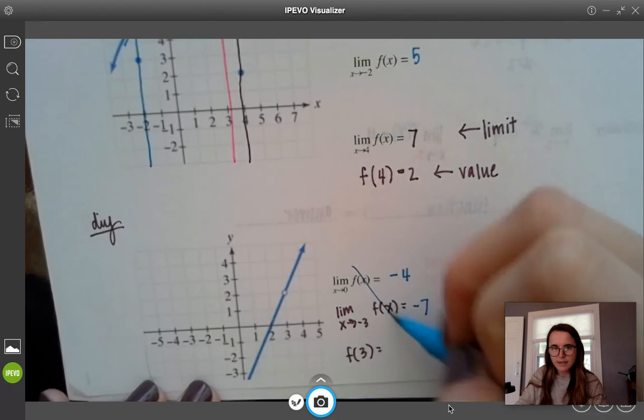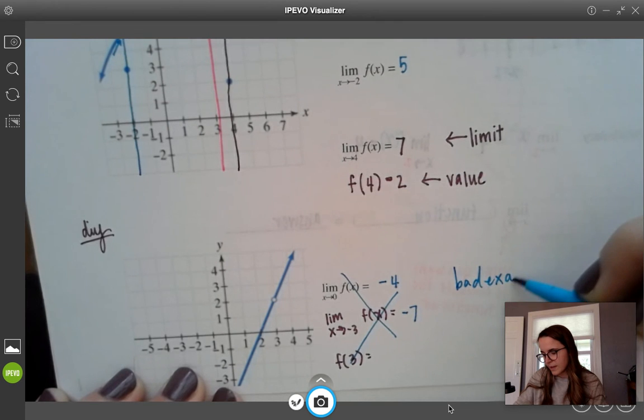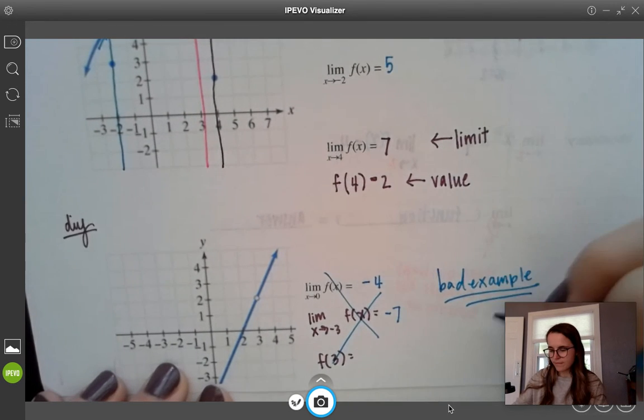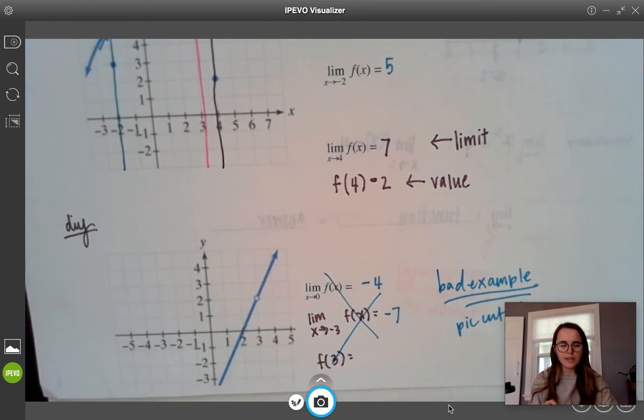You know what? This example is bad. Sorry. Bad example, because our picture is cut off. So sorry. But you'll have an opportunity to try these in the homework. All right, guys.